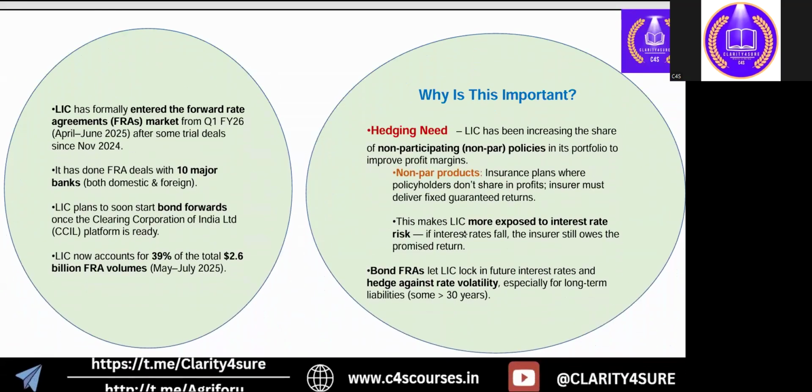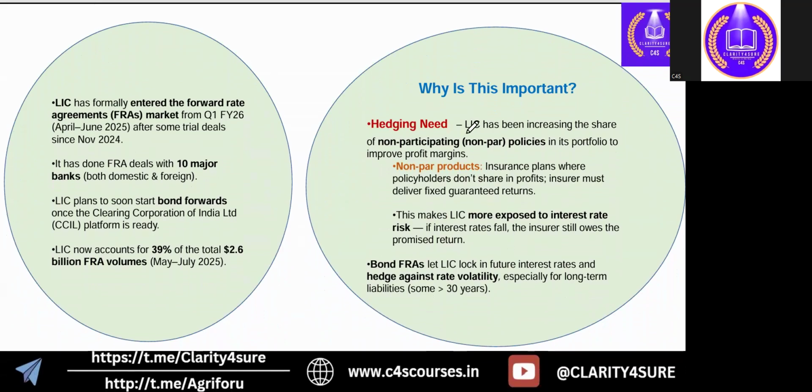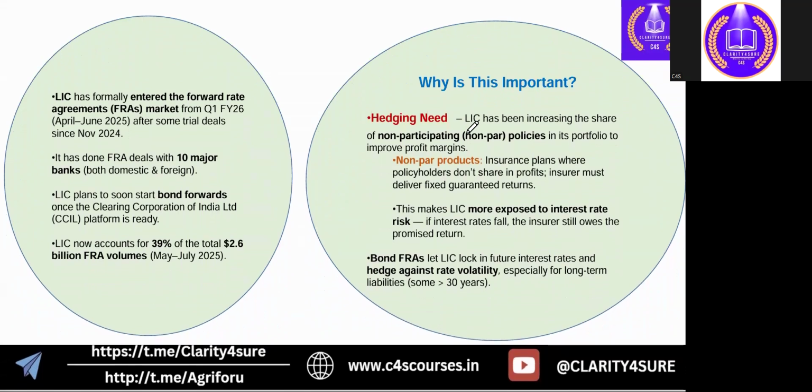First of all, we will discuss what was there in the news. As you can see in the slide, LIC has formally entered into the forward rate agreements, that is the FRA market, from Q1 of financial year 25-26, that is FY26. Q1, which is over now, is April to June, after some trials that were held last year. It has done the FRA deal with 10 major banks, both domestic as well as foreign.